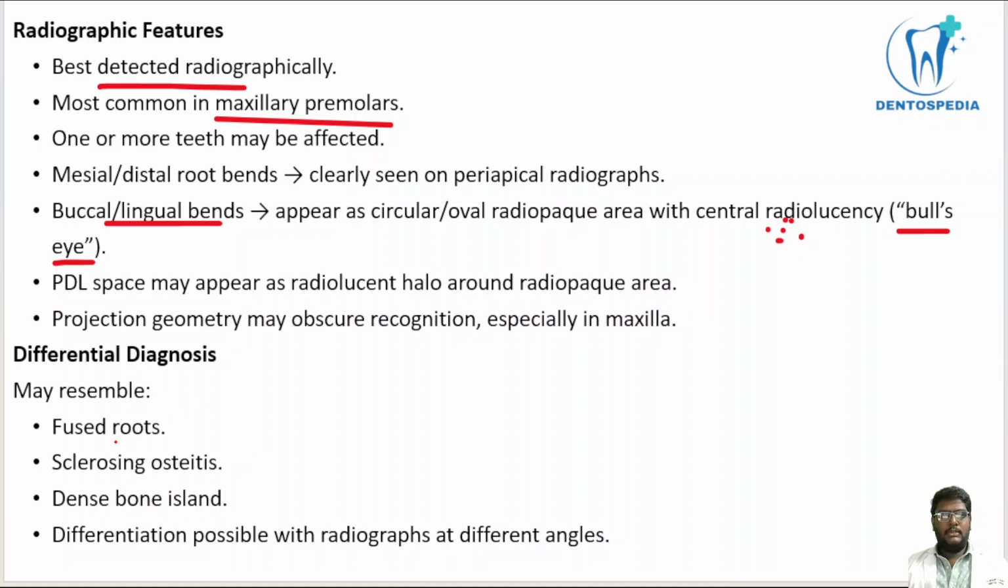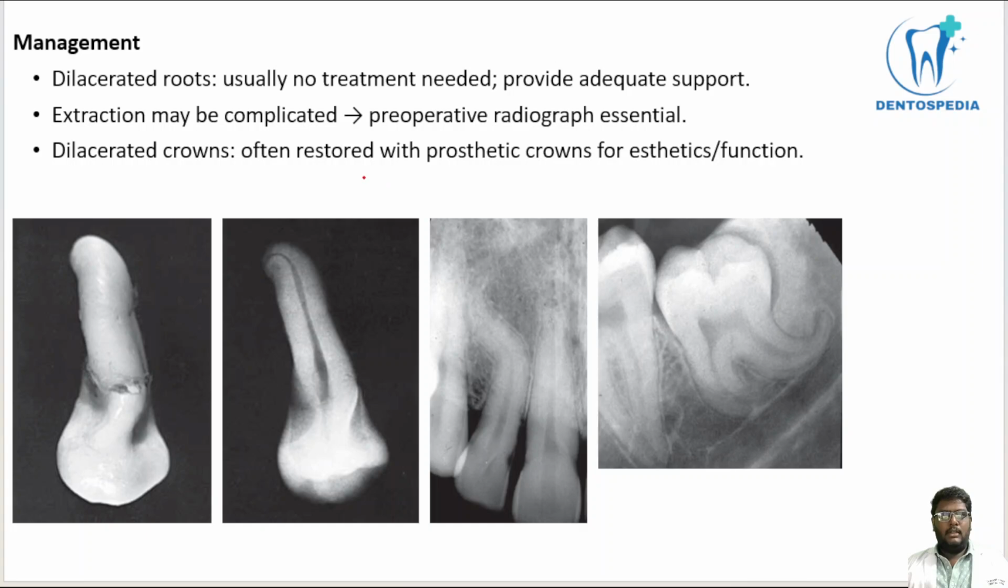And coming to differential diagnosis, sometimes it can be confused with sclerosing osteitis. Okay, but we have to go for a radiograph, and then we have to make the diagnosis. Here you can see the root dilaceration.